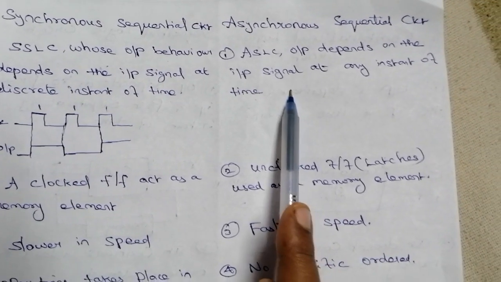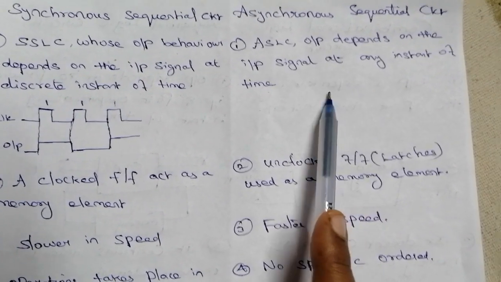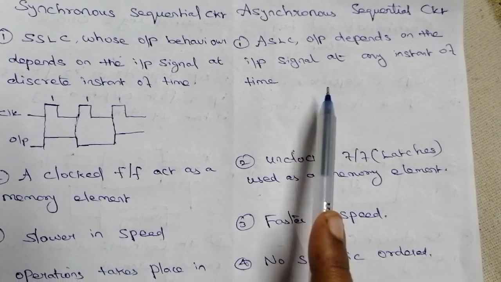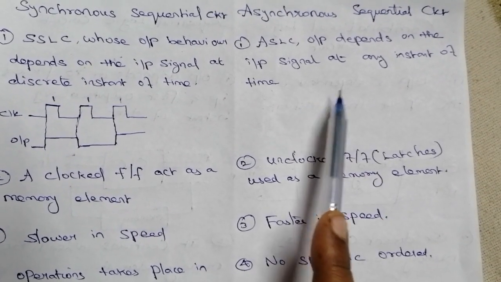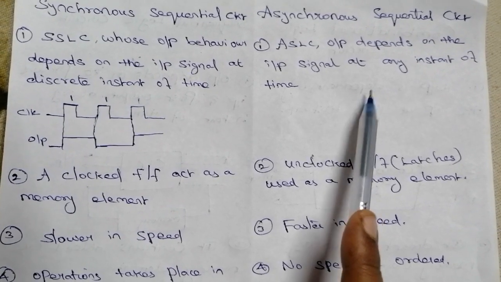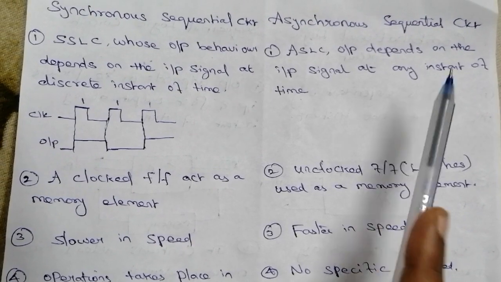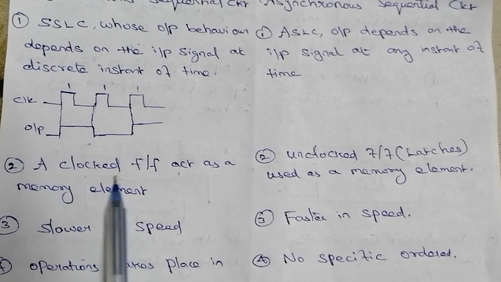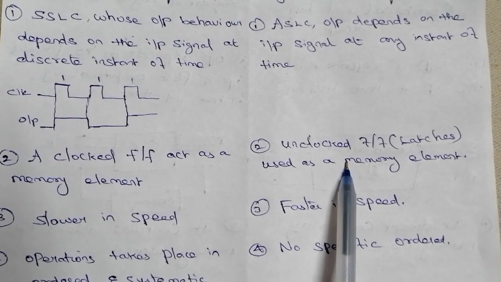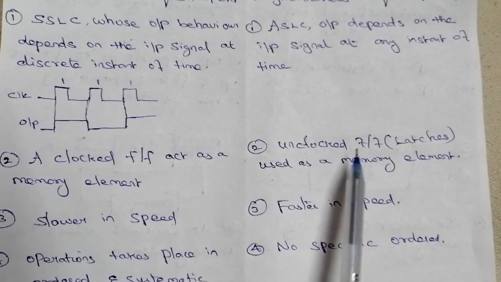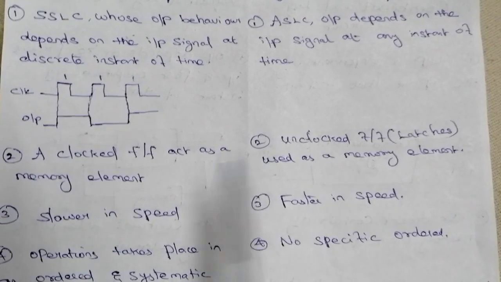Whereas in asynchronous circuits, the output depends on the input signal at any instant of time. Whenever the input changes, the output also changes. It doesn't depend on any clock signal, so that's why the change occurs at any instant of time. Here, a clocked flip-flop acts as the memory element, whereas in an asynchronous sequential logic circuit, unclocked flip-flops, which are nothing but latches, are used as the memory element.